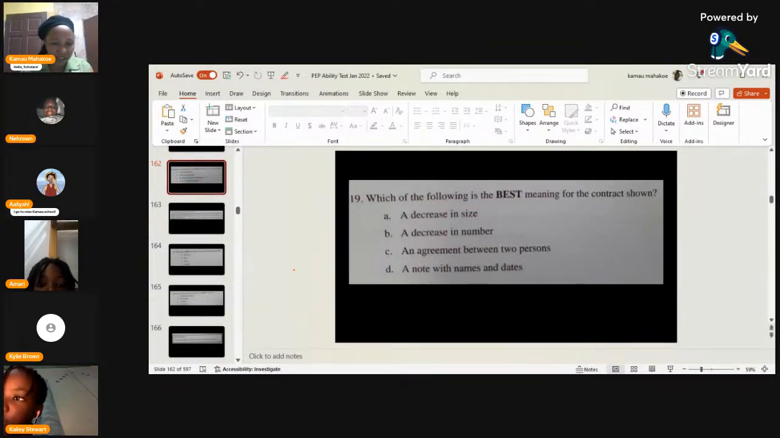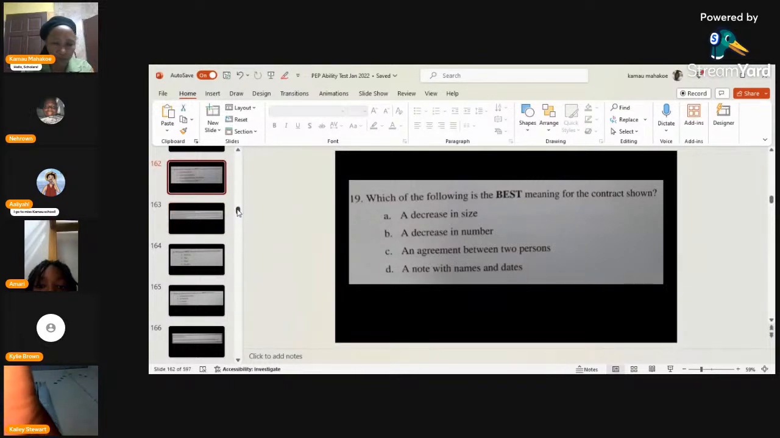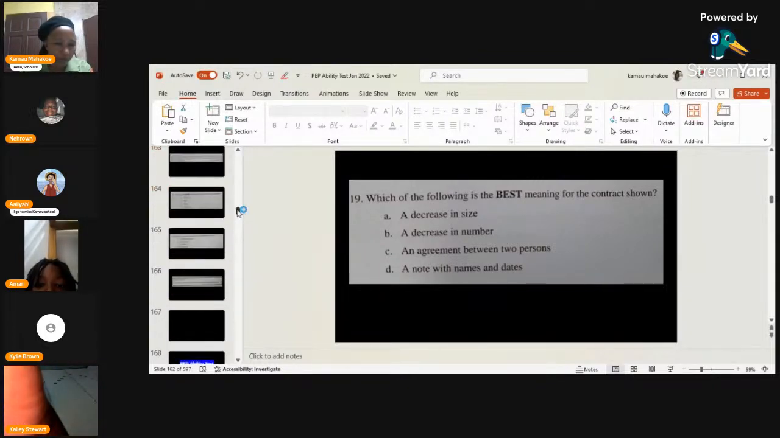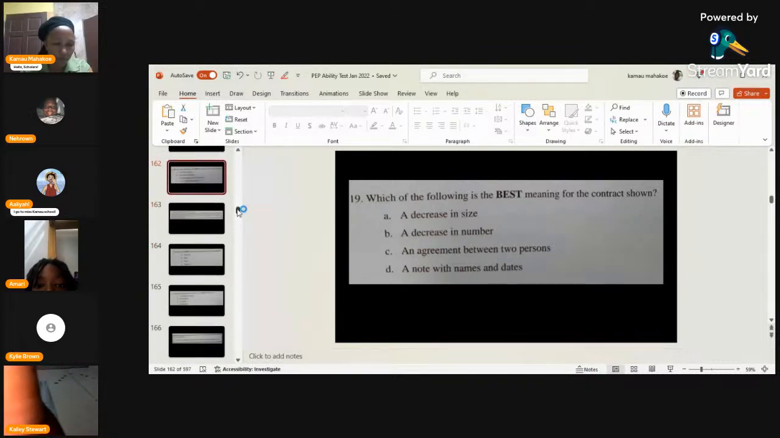Amari, please read 19. Which of the following is the best meaning for the contract shown? A, a decrease in size. B, a decrease in number. C, an agreement between two persons. D, a note with names and dates.